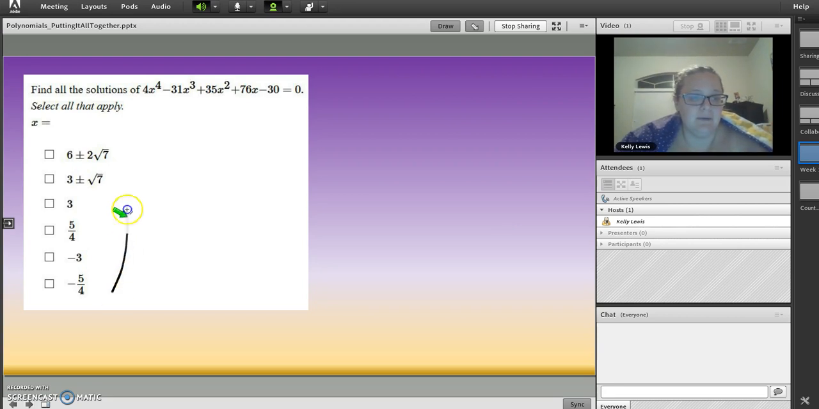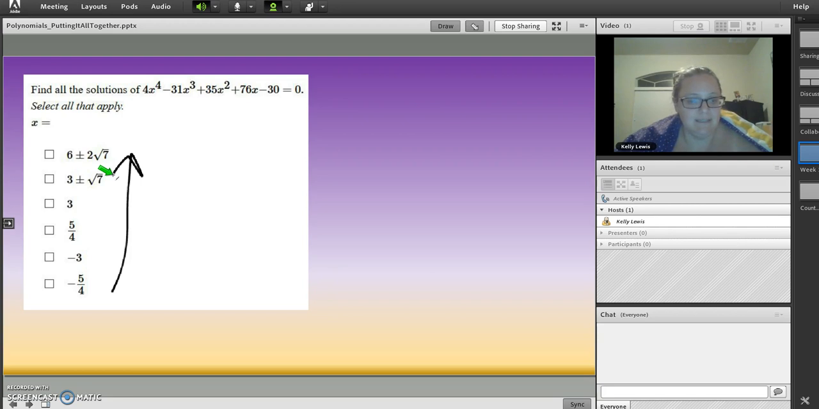So here, I'm going to go backwards up simply because those are easier numbers to deal with than 6 plus 2 square root of 7, 6 minus 2 square root of 7. And we learned that if you just substitute the number, if you plug it in and you get 0, then it's a solution, it's an x-intercept.